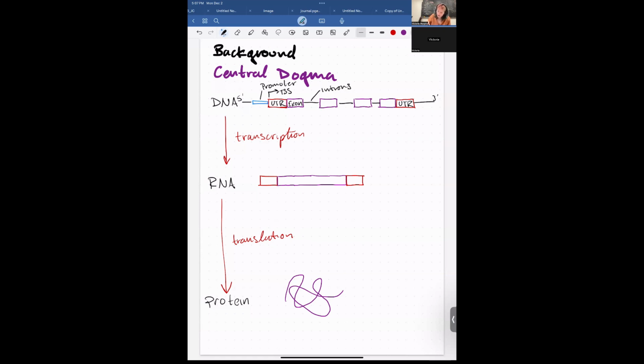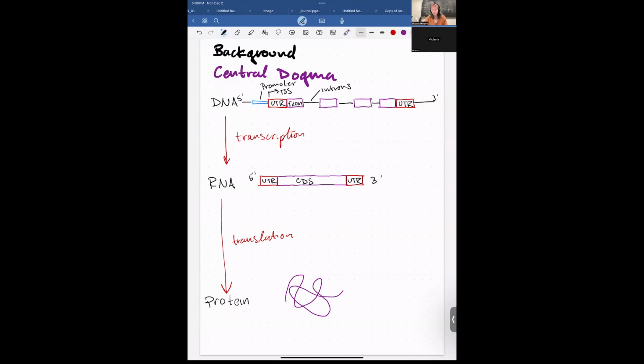And then what we end up with as mature RNA, this is 5', this is 3'. We still have the untranslated regions. And then this would be the coding sequence, which is just the combination of all these exons here with the removal of the introns.